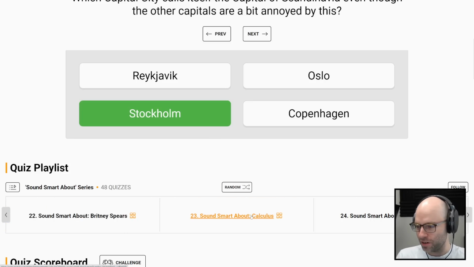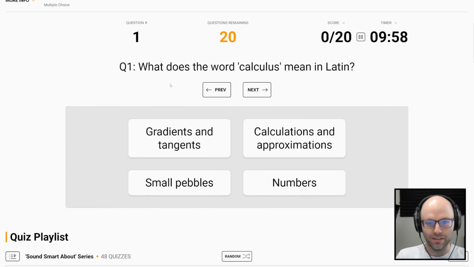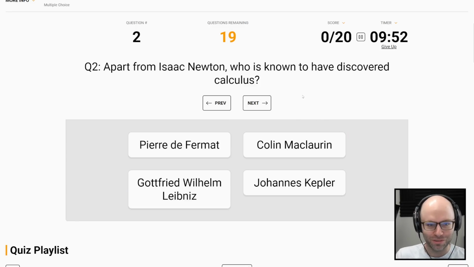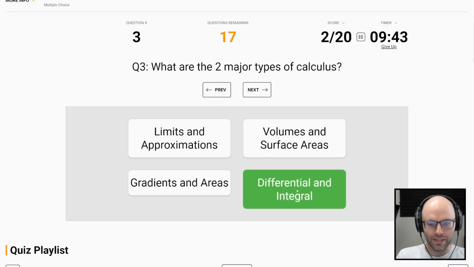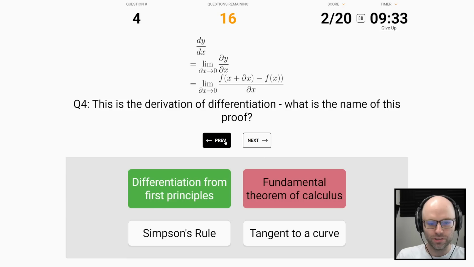Here you go. Sound smart about calculus. What does calculus mean in Latin? Calculations. Small pebbles, of course. Small pebbles. Who discovered calculus? Leibniz. What are the two types of calculus? Differential and integral. What is the name of the proof that is the derivation of differentiation? It's the fundamental theorem of calculus. Never mind.